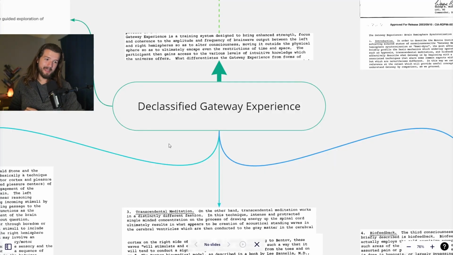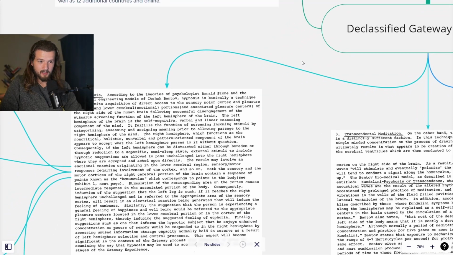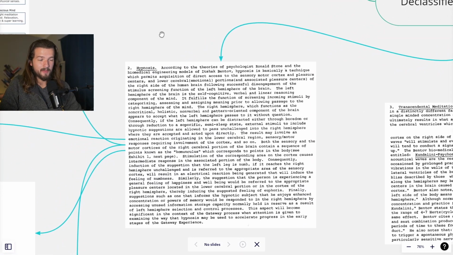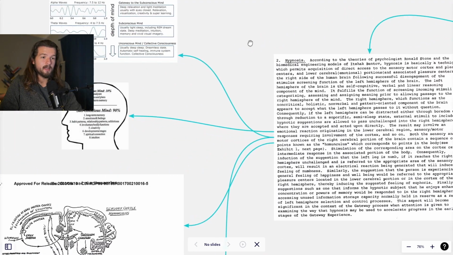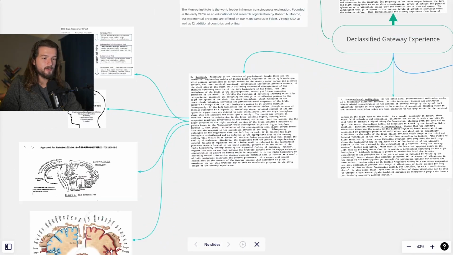The CIA's declassified documents pertaining to the Gateway Experience. Today is part 2. We're going to be talking about hypnosis. This is a very interesting topic, and they actually went really deep on it. And I've got a couple of diagrams to supplement this as well. We'll talk about the diagrams as we go through this.